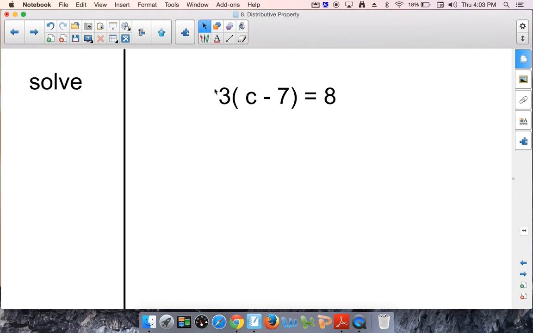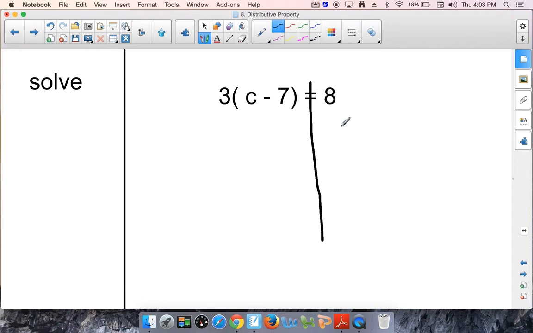So let's try one when we're solving. Let's write it down. 3 parentheses c minus 7 equals 8. Let's draw our line down to maintain equality on both sides. Use our arrows to show distributive property. So it'd be 3 times c, which is 3c, minus 3 times 7, which is 21, equals 8. So 3 times c minus 7 in parentheses is the same as 3c minus 21.